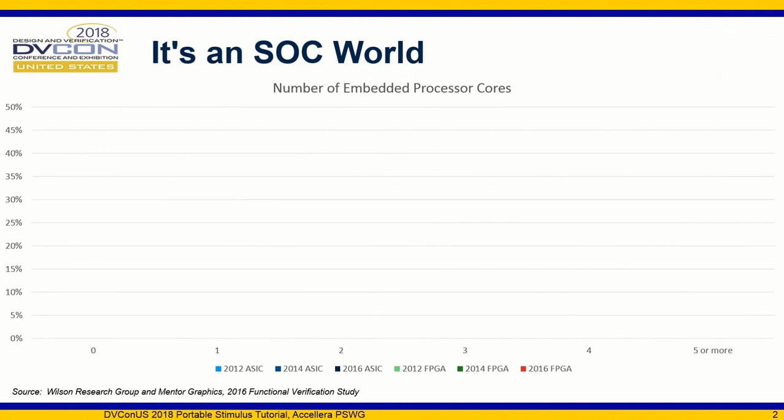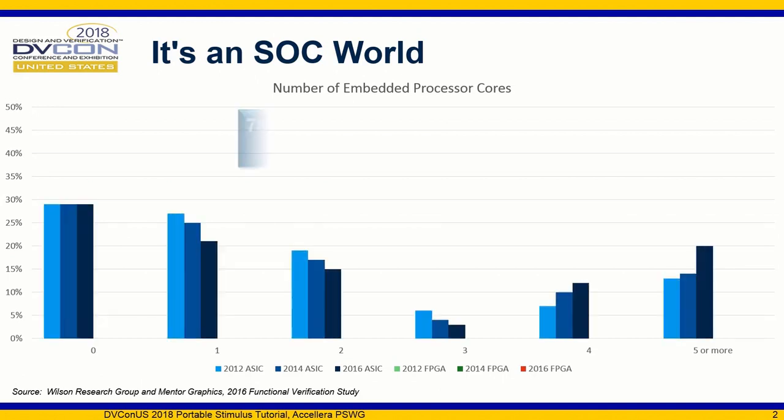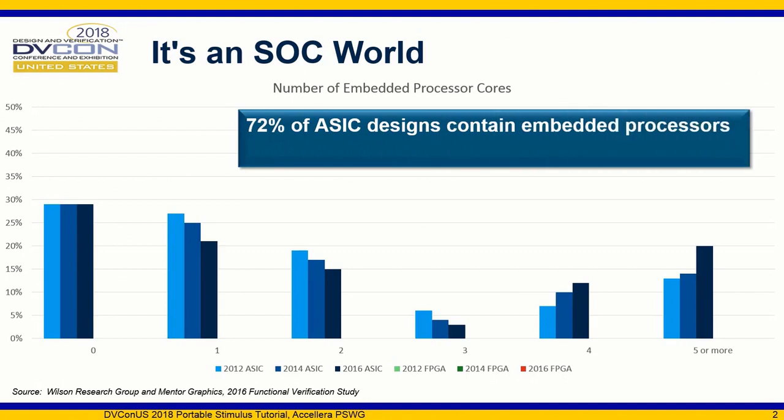So why are we doing all this? Well, we're living in an SOC world, right? This is the result of a study that Mentor has commissioned Wilson Research Group to do over the last several years. These are the trends. What we're seeing is that 72% of ASIC designs contain an embedded processor. How many of you have embedded processors? Yeah, close to three quarters. The interesting thing is that the percentage has been flat for the last 6 years or so, but the percentage of designs with a lot of processors is definitely increasing. So that's kind of interesting.